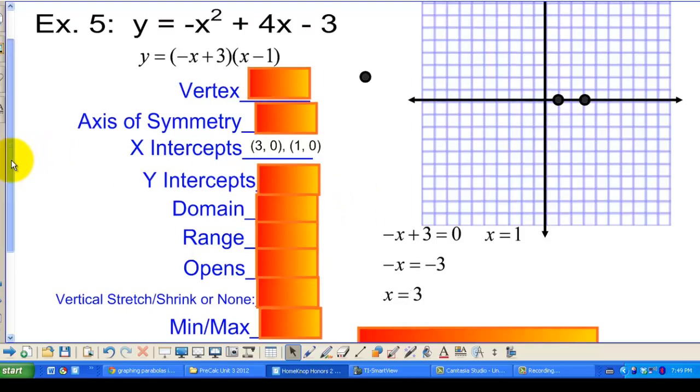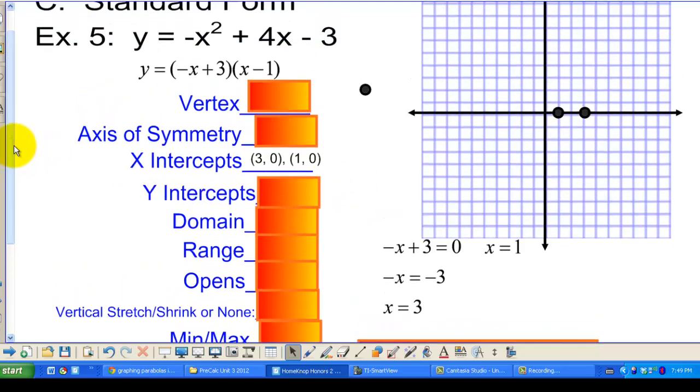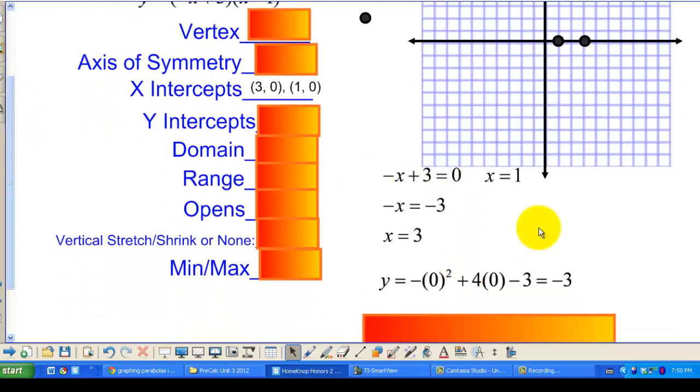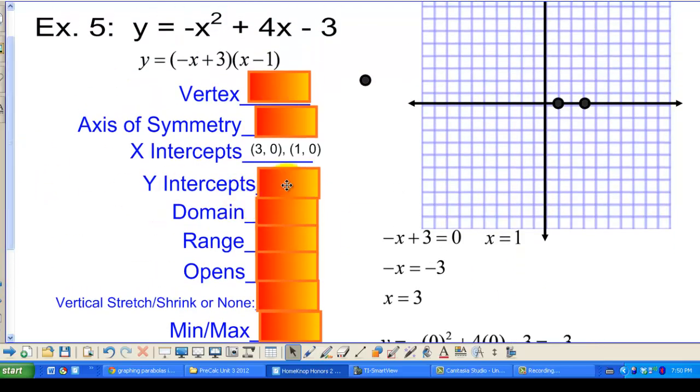I will let you know that your y-intercepts are pretty easy. You should be able to just look at the standard form, y equals negative x squared plus 4x minus 3. And when you substitute in 0 for x, you get negative 0 squared plus 4 times 0 minus 3. So it's just the constant negative 3. So my y-intercept is 0, negative 3. And we want to reflect that over my axis of symmetry.